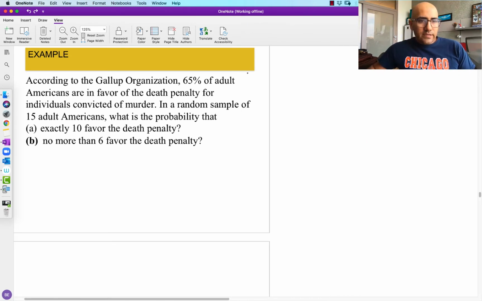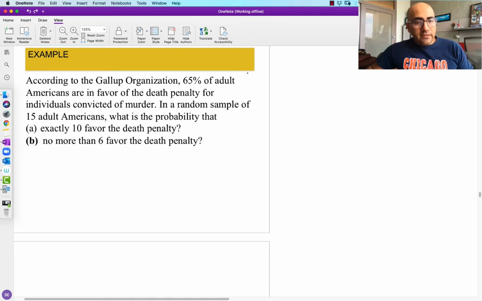Okay, now let's take a look at this example. First, we're going to use the formula once again, and then we're going to learn how to use technology, how to use our calculator to solve it. According to the Gallup organization, 65% of adult Americans are in favor of the death penalty for individuals convicted of murder. In a random sample of 15 adult Americans, what is the probability that A, exactly 10 favor the death penalty, and B, more than 6 favor the death penalty?